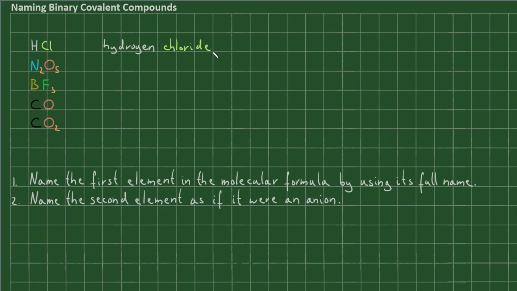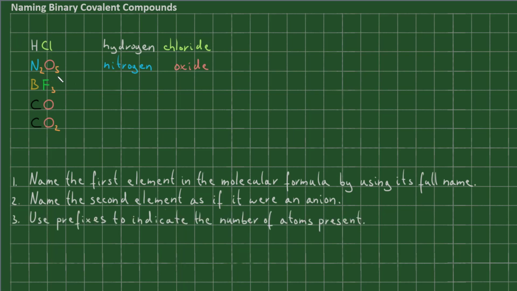The next compound has a formula N2O5. Based on the first two guidelines, I can already write nitrogen and then oxide. If this was an ionic compound, we would finish here. However, this is a covalent compound, and now we need to worry about these numbers in the subscript. We use prefixes to indicate the number of atoms present in the compound.